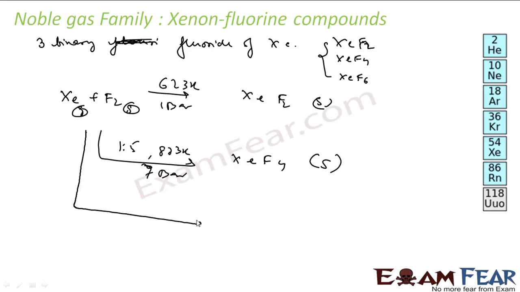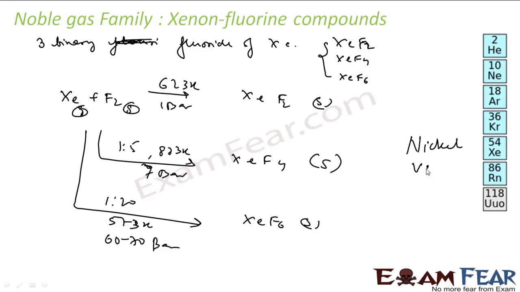You take the same xenon and fluorine gas, but in this case you increase the ratio of xenon to fluorine to 1:20, more and more fluorine, the temperature to almost 573 Kelvin, and increase the pressure to 60 to 70 bar. What you get is XeF6, and this is also a solid. All these 3 reactions take place in a sealed nickel vessel. So we have 3 different xenon and fluorine compounds. Let's study all these in detail.